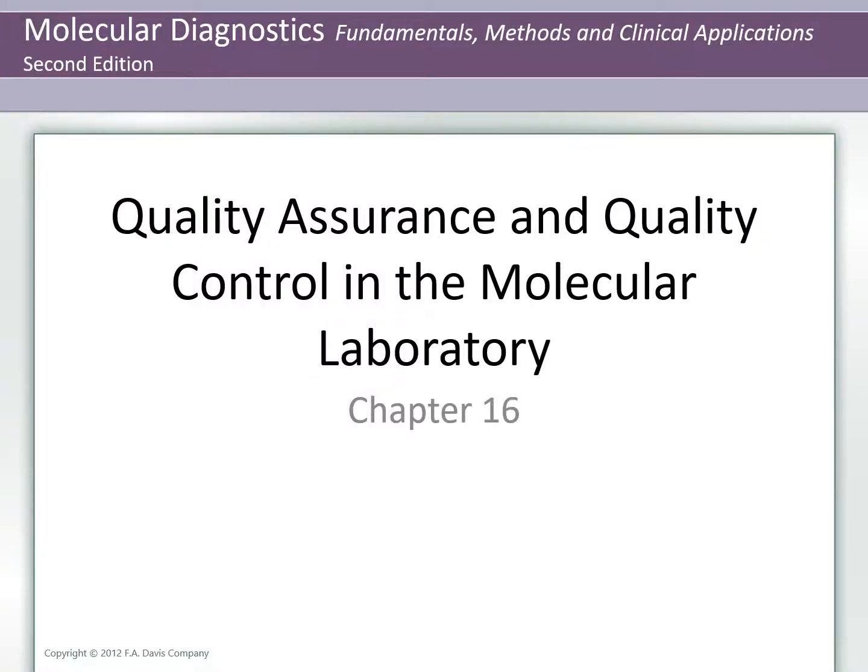Chapter 16 in Molecular Diagnostics covers quality assurance and quality control in the molecular laboratory. Quality assurance and quality control are concepts that are universal throughout the clinical laboratory and are based on standards established by CLIA, the Clinical Laboratory Improvement Amendments, in 1988. CLIA specifies quality standards for proficiency testing, patient test management, quality control, personnel qualifications, and quality assurance for laboratories. In this chapter, we'll review these concepts.